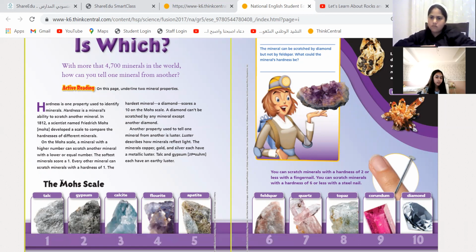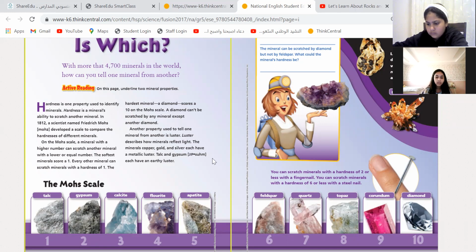This scientist, his name is, let's see the name of the scientist. Okay, Friedrich Mohs. This is Friedrich Mohs. Friedrich Mohs developed a scale to compare the hardness of different minerals. So we call the scale the Mohs scale, after the one who created the scale. This is how hard something is.